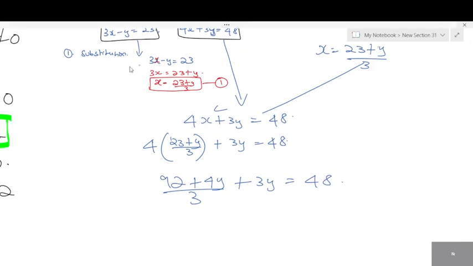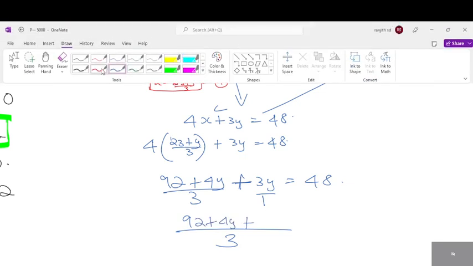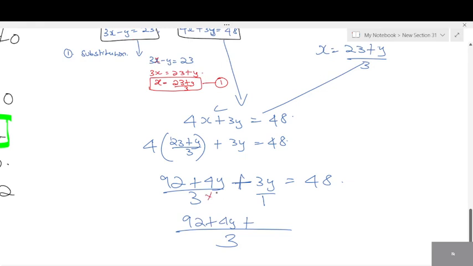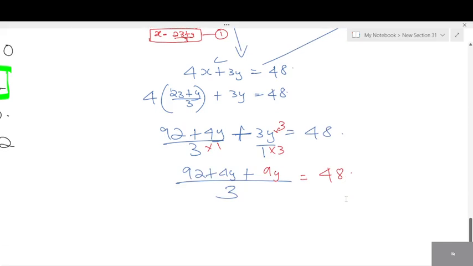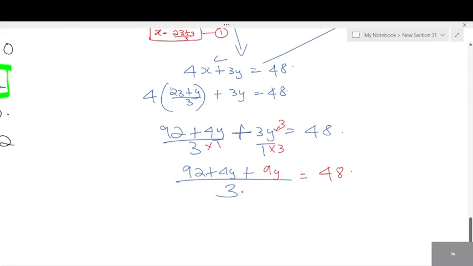Now take LCM. If you want to take LCM, there is a plus in between. Put 1. Now take LCM 3. 92 plus 4y plus, how many times do you have to multiply this? Into 3, even the top into 3, 3 3s are 9y is equal to 48. Then what happens to this 3? 3 goes to the other side and gets multiplied.